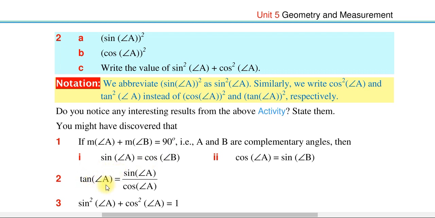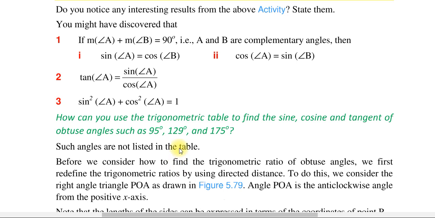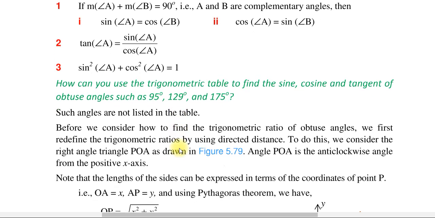tan a is sin a over cos a, or in short tan is sin over cos. Another relation is sin square a plus cos square a is equal to 1.